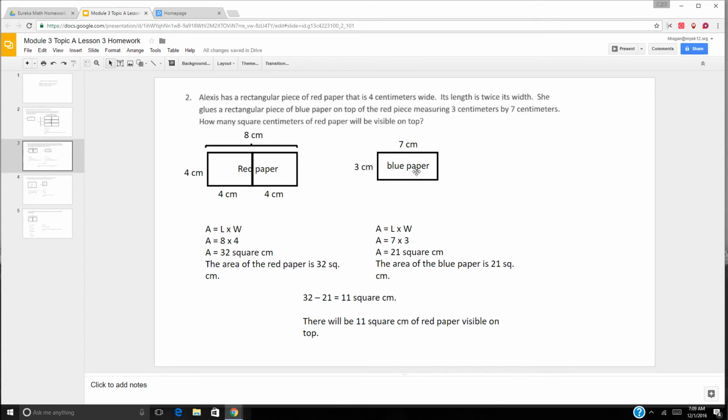So we need to find the difference to see if we move the blue paper on top, what part of the red paper would be left? Well, 32, which is the red, minus 21, which is the blue, it leaves us with 11 square centimeters. So there will be 11 square centimeters of red paper visible on top, because it said how many square centimeters of red paper will be visible on top.